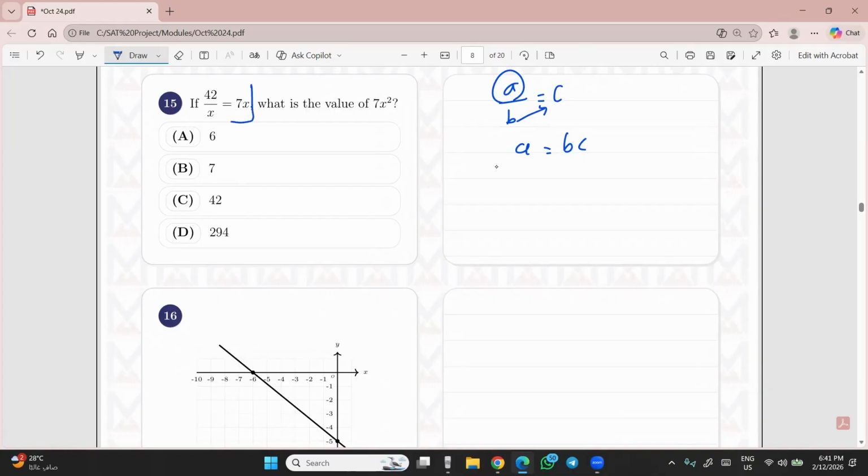That's what happened here. When you have this, and we need 7x squared, and 7x squared came from this multiplied by this. So X just moved up here to be 42 is equal to 7x times X, which means 7x squared, and the other side is 42. So 7x squared is equal to 42, which is required here, letter C.